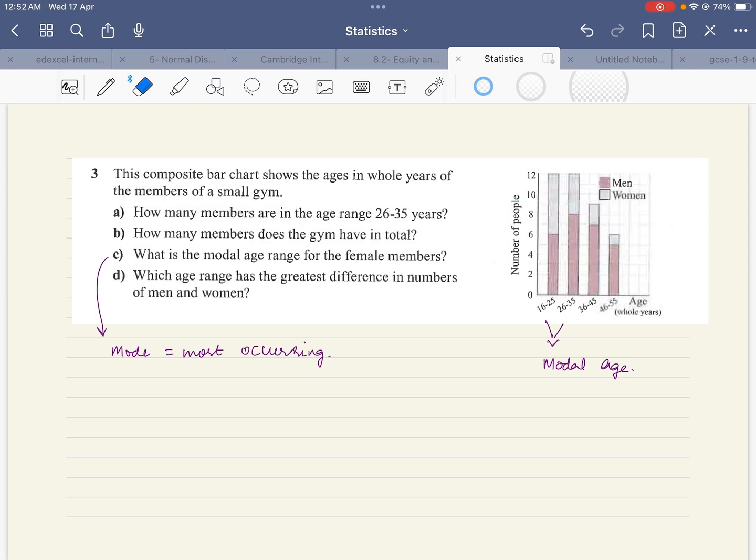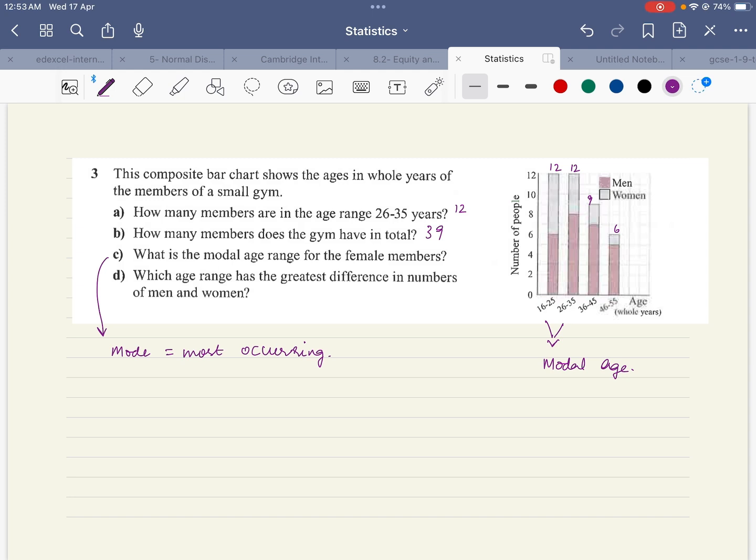Let's have a look at another question where we have a composite bar chart. These are number of members in a gym. How many members are in the age range 26 till 35? So this is 12. How many members does the gym have in total? Means all the members. 24 plus 9 is 33. 33 plus 6 is 39.